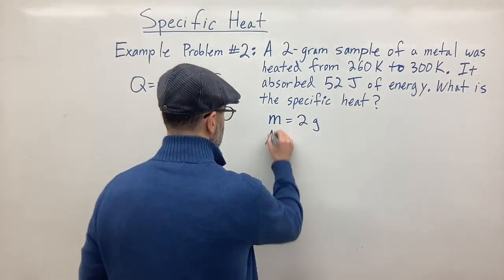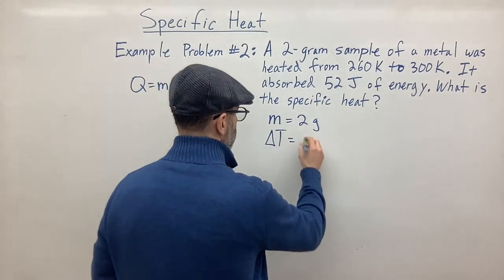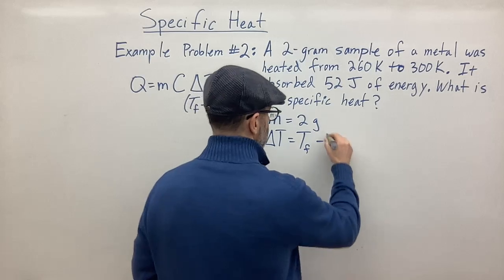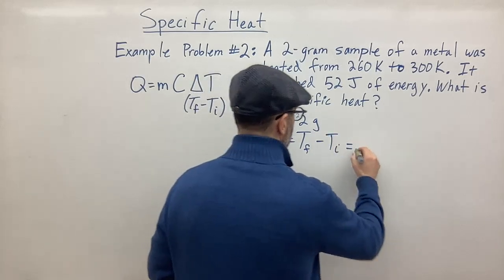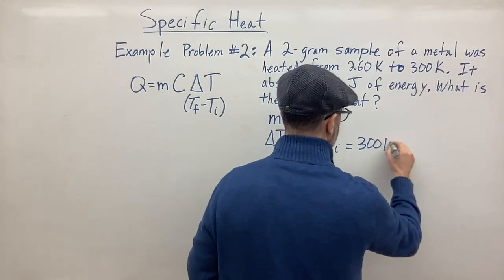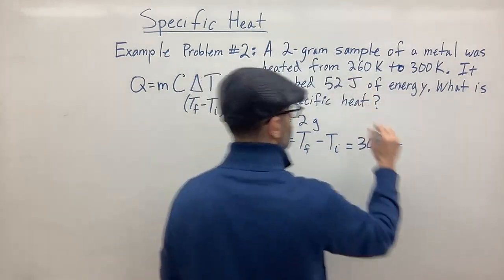So delta T, again, is going to be temperature final minus the initial temperature. The final temperature here is 300 minus 260.